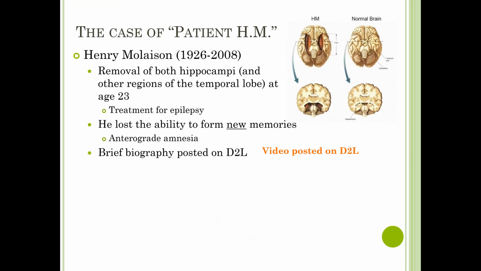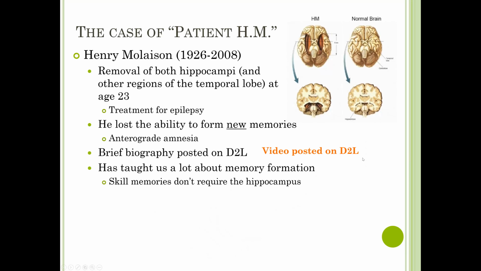There's a brief biography posted on D2L as well as a Nova video. It's about 10 minutes long about HM and what we've learned from him about memory. So he has taught us a lot about memory formation. One of the classic experiments they did with him showed that skill memories don't require the hippocampus. So he was able to learn new motor skills. And this was the first time that we realized that muscle memory or motor skills are stored in a different place in the brain than factual and episodic memories. So without HM, we might not have learned that.